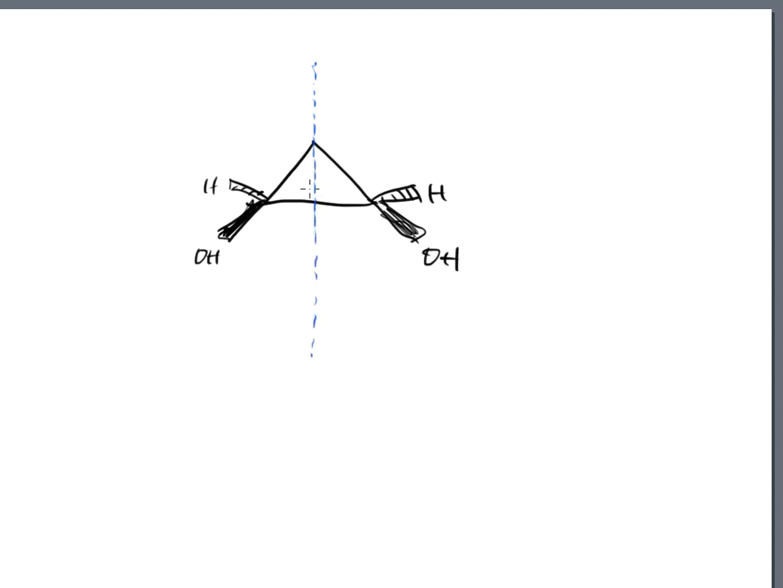If you fold it at that crease, this piece of the triangle lines up with that piece of the triangle. This piece of the triangle lines up with that piece of the triangle. The two hydrogens will line up. The two OHs will line up. They are both pointed in the same directions. Everything is identical on either side. So yes, this is a meso compound.